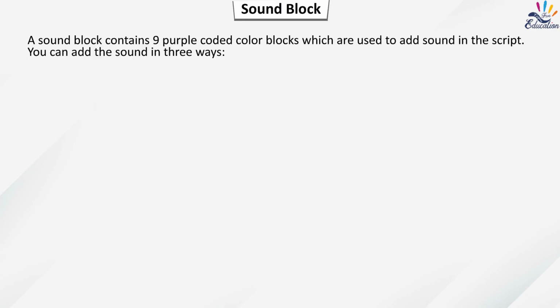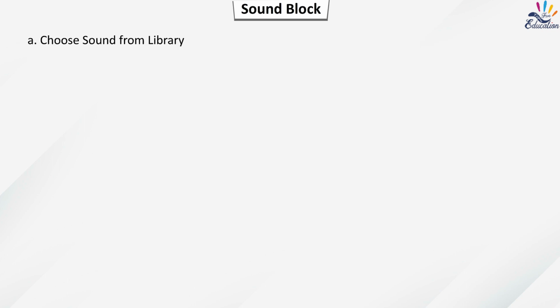Sound block. A sound block contains 9 purple color coded blocks which are used to add sound in the script. You can add the sound in 3 ways: choose sound from library, record new sound, upload sound from library.